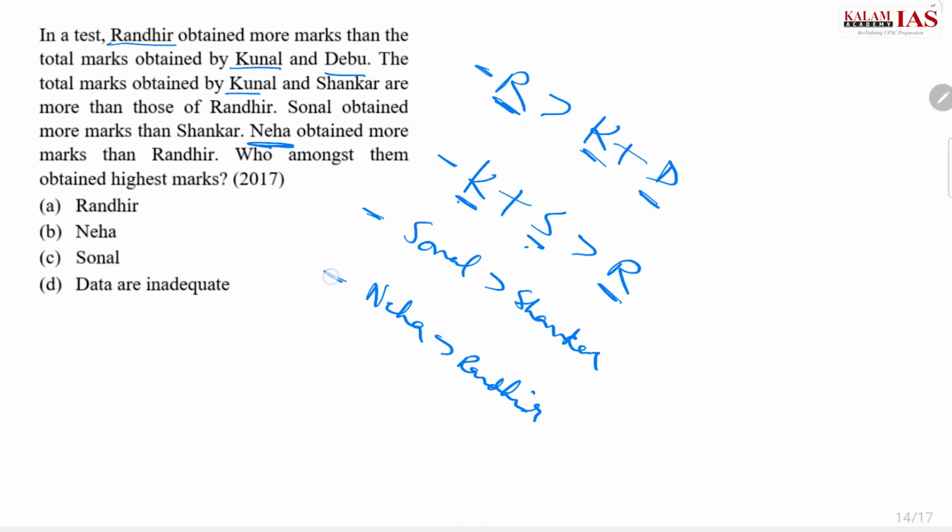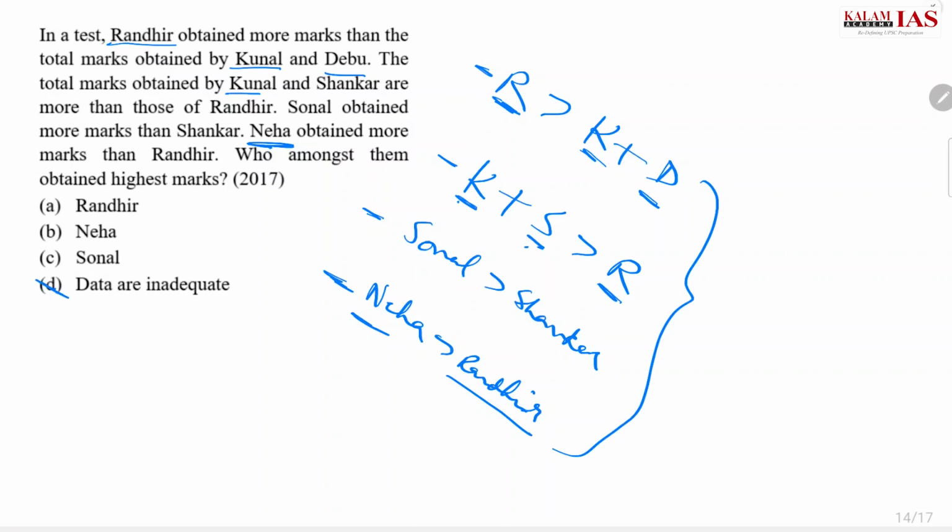And so is this relation, just one mention of Neha that she has scored more than Randhir. We don't know the exact relation of Neha with Sonal, Kunal, Debu or anyone else. So as you see, we cannot even start solving this question because the data is inadequate. So answer will be option D.